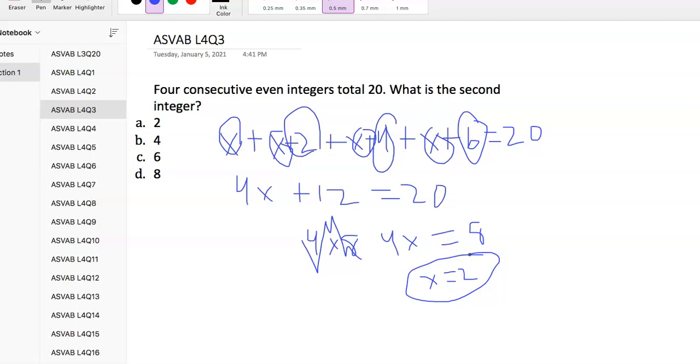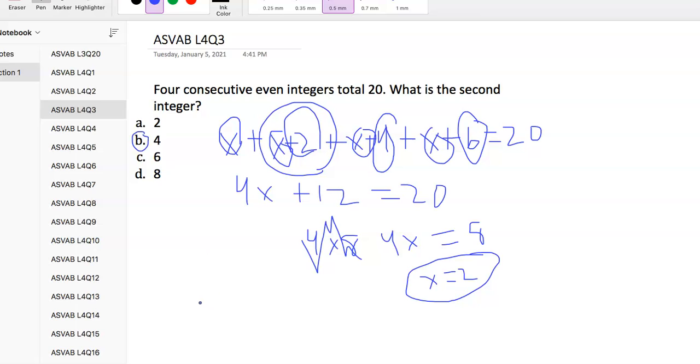Remember to read the question, right? Yeah, this is level 4, so they're harder. Make you do more things. What is the second integer, right? We have 4 consecutive integers, and x equals 2 is the first one. The second integer is, even though there's markings all over the place, this x plus 2 number, right? And so that is 4.